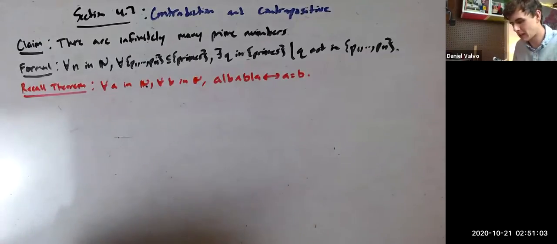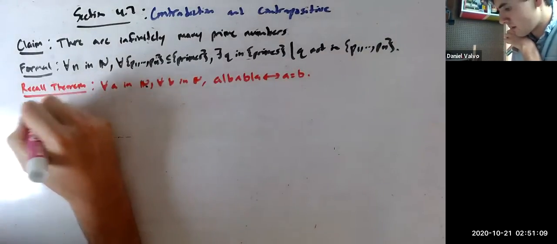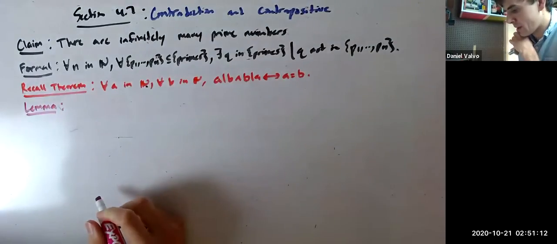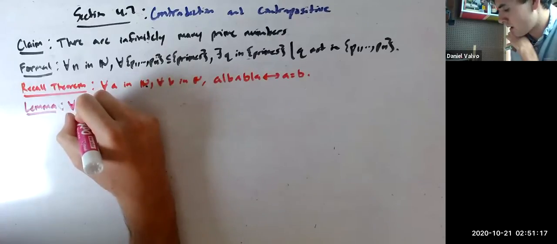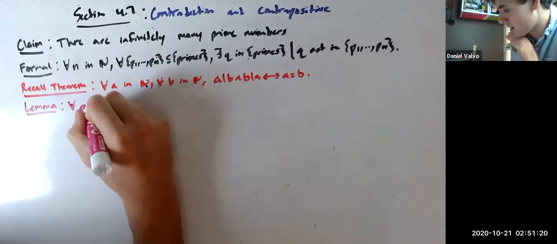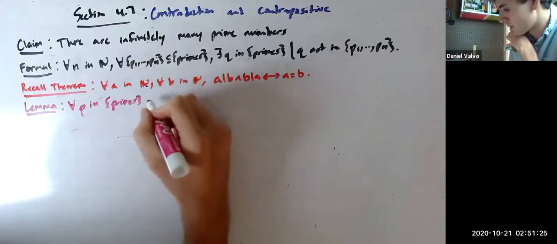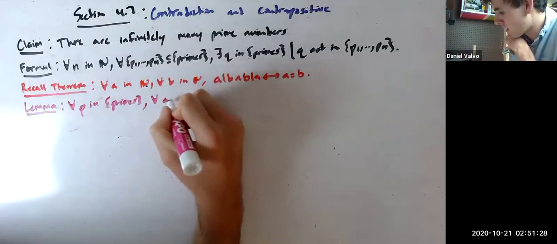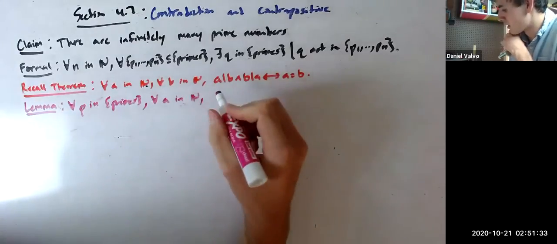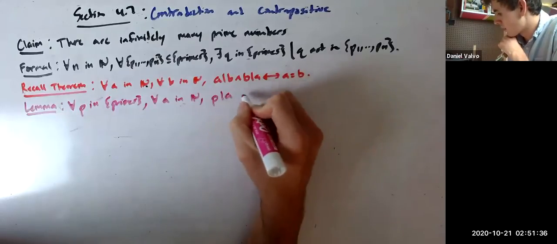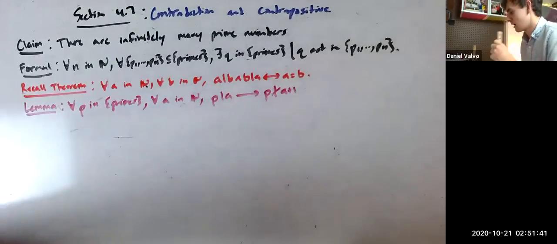And so now it's gonna be very useful to know this following lemma. The lemma goes like this. For all P in the primes, and for all A in the natural numbers, P divides A implies P does not divide A plus one.